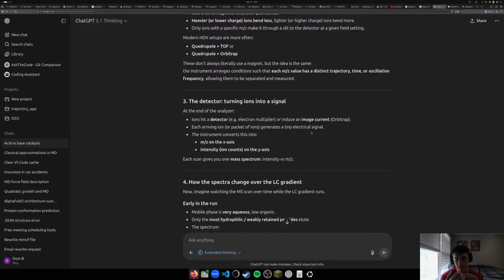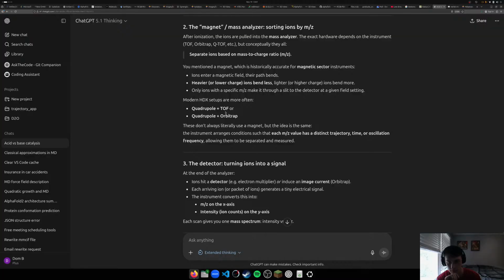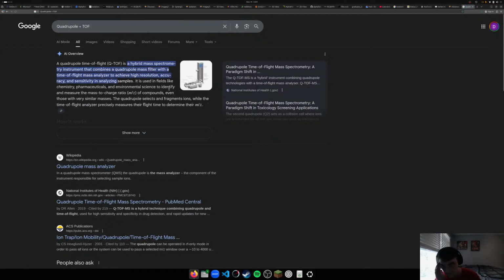Thank you. The detector turns ions into a signal. Okay, so quadrupole plus TOF. What's that? Time of flight is a hybrid mass spectrometer. It combines a quadrupole mass filter with the time of flight mass analyzer to achieve high resolution, accuracy, and sensitivity.